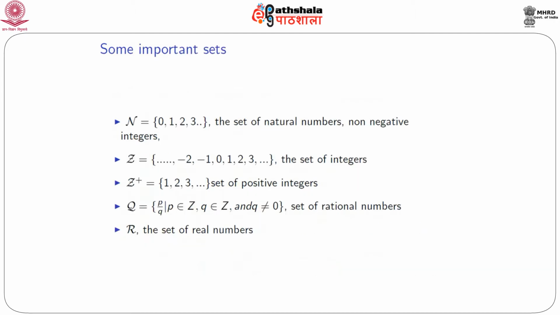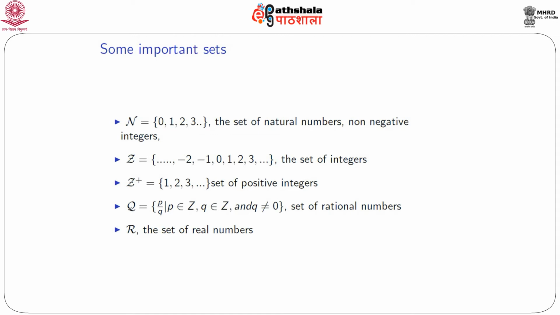Now, I will discuss a few of the important sets that we often use. The first one is the set of natural numbers, non-negative integers. We denote it as script N. So, it is a collection of 0, 1, 2, 3 and so on. Then we have the set of integers, which contains both positive and negative integers as well as 0, and if we want the set of positive integers, we can just write 1, 2, 3 and so on.